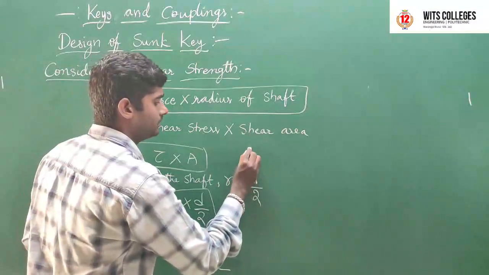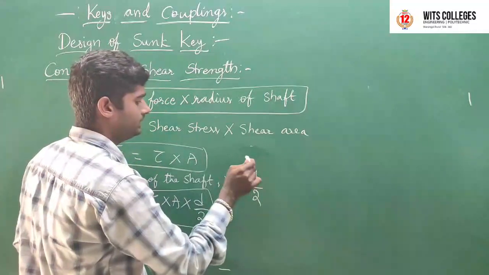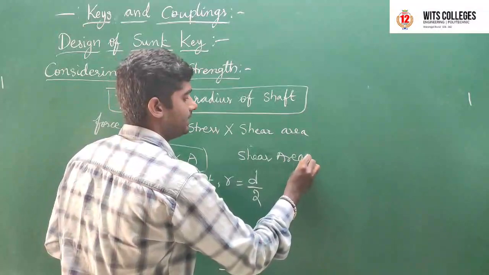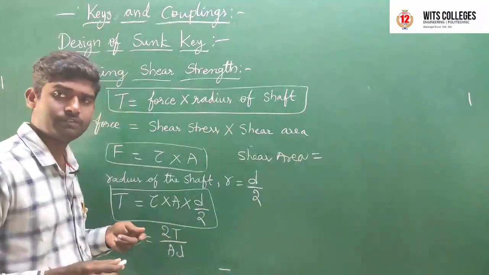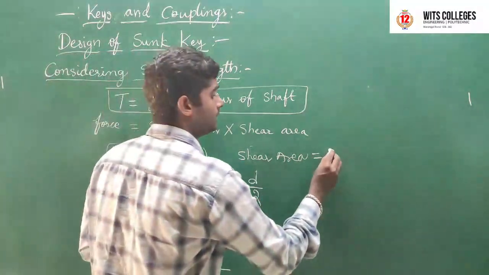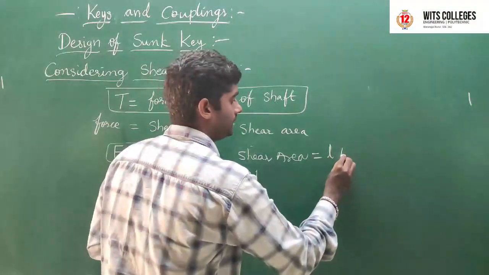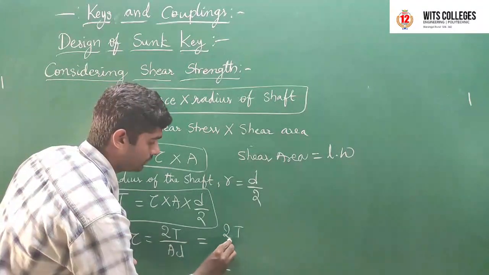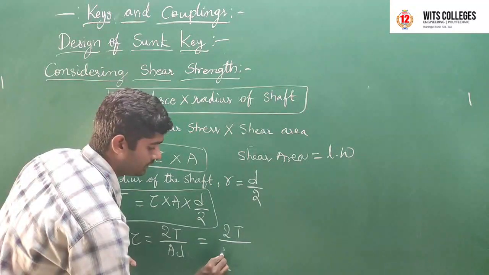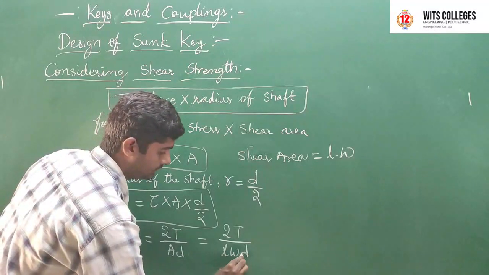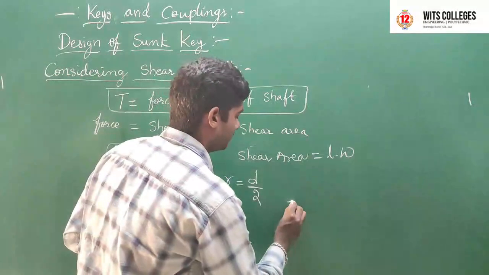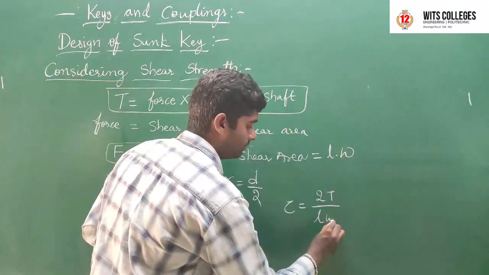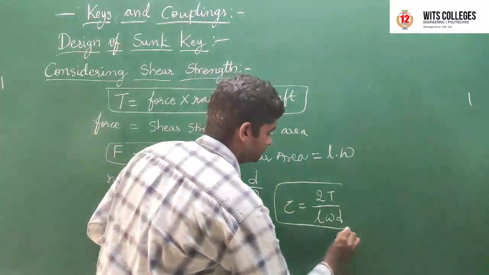Actually, shear area is equal to length into width. Length is denoted by L, width W. Okay, let's substitute: tau is equal to 2T by L W D. This is tau.